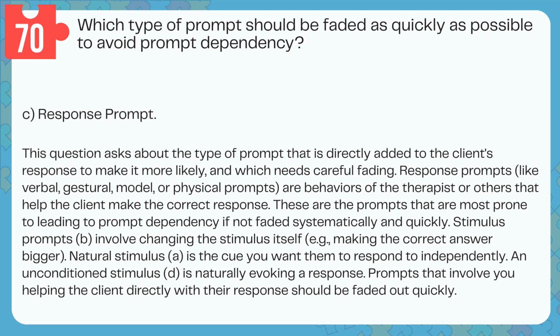Stimulus prompts, B, involve changing the stimulus itself. Example, making the correct answer bigger. Natural stimulus, A, is the cue you want them to respond to independently. Unconditioned stimulus, D, is naturally evoking a response. Prompts that involve you helping the client directly with their response should be faded out quickly.